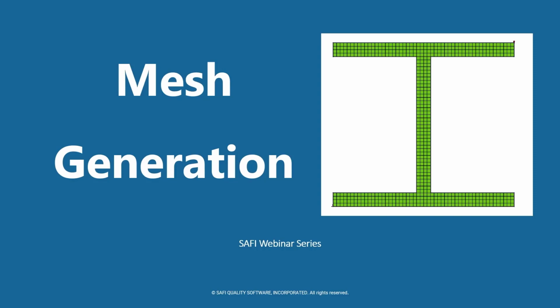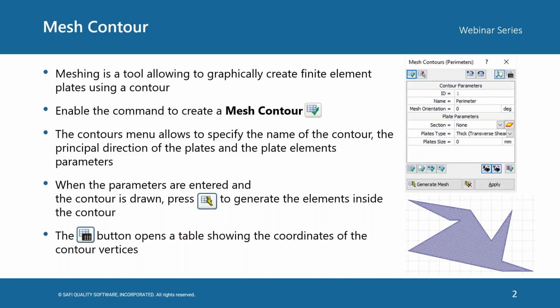In this video, we are going to have an overview of mesh generation. Meshing is a tool that allows you to graphically create finite element plates using a contour. The mesh contour command is used to generate a mesh contour. When a mesh contour is created, the user can specify the name of the contour, the principal direction of the plate, and the plate element parameters.